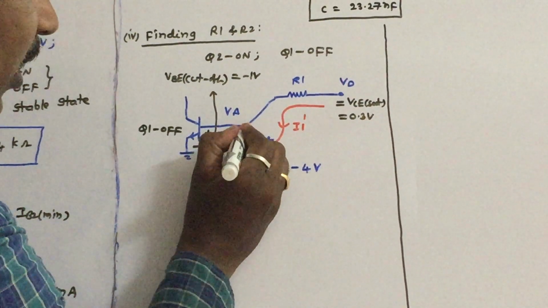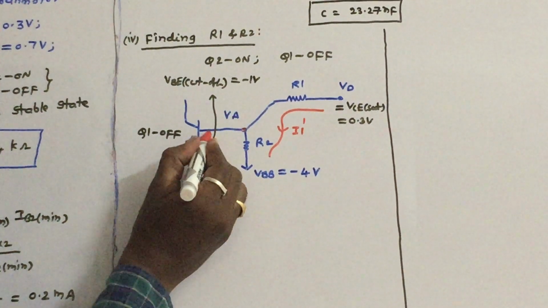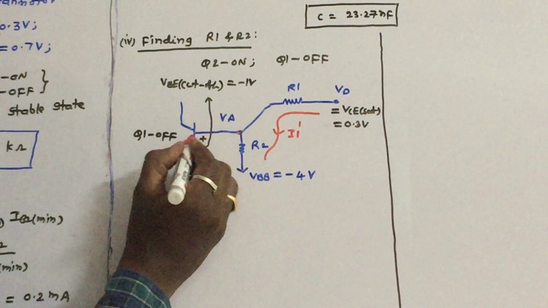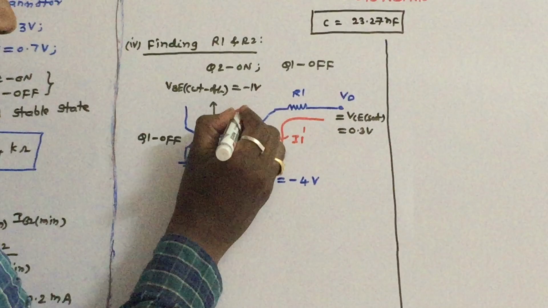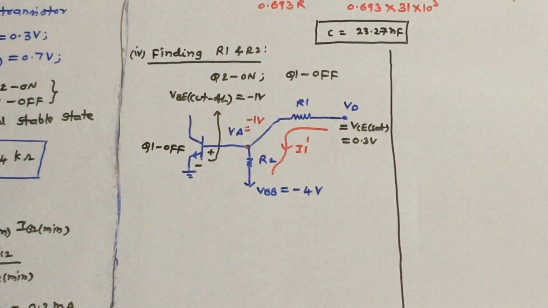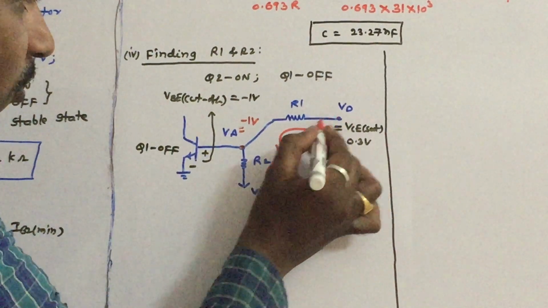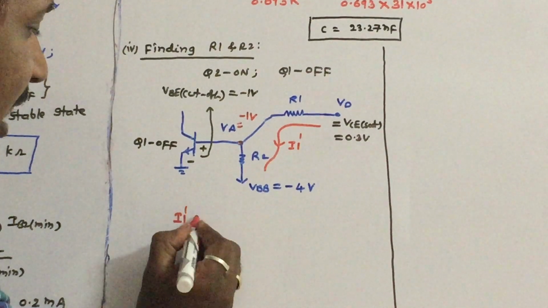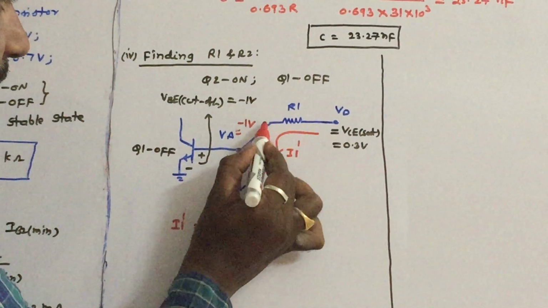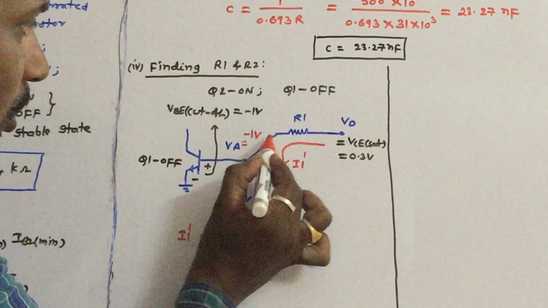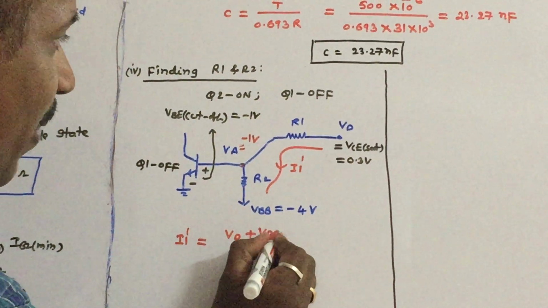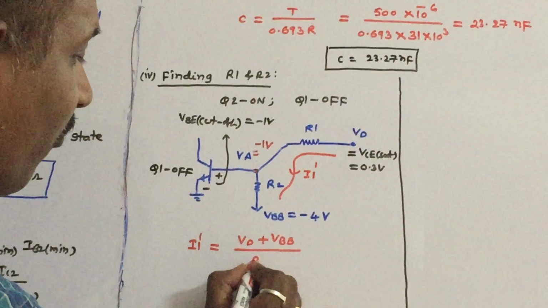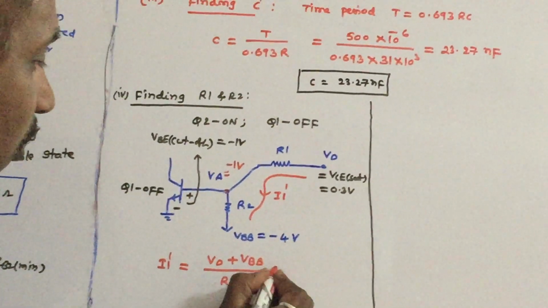We have to carefully consider what VA is. Because VBE cutoff is equal to minus 1 volt, since this node is directly connected to the base, VA is equal to minus 1 volt. These points you have to observe. So first, to find out the I1 dash formula, I am writing it by simply applying KVL to this loop, to this branch. So I1 dash is VD plus VBB by R1 plus R2. This is the first step you have to do.